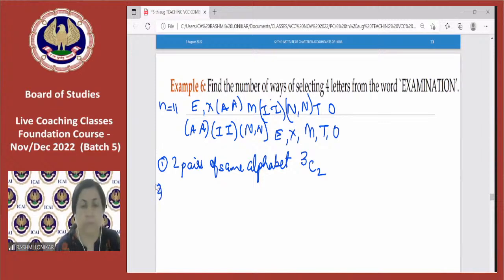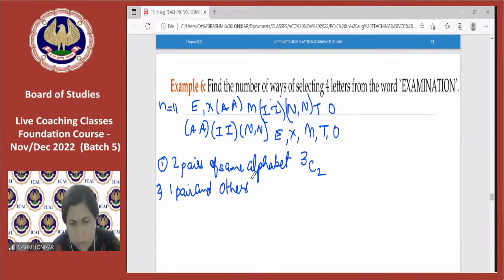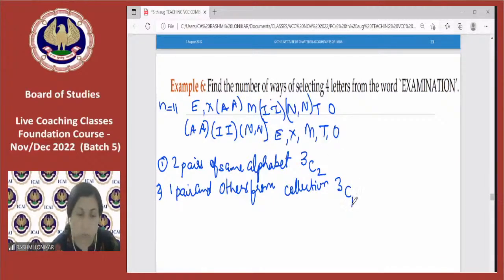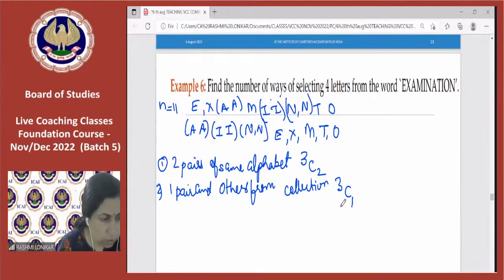Second option is that I take one pair and the others from the collection. So here how many pairs do you have? 3 pairs. So 3C1. What will happen now? Because here I have taken 1 pair, I need 3 more letters. Okay, I will need 3 more letters.